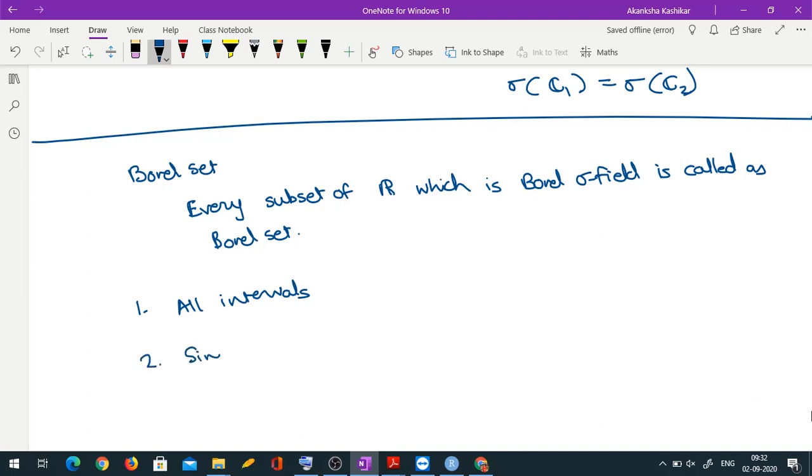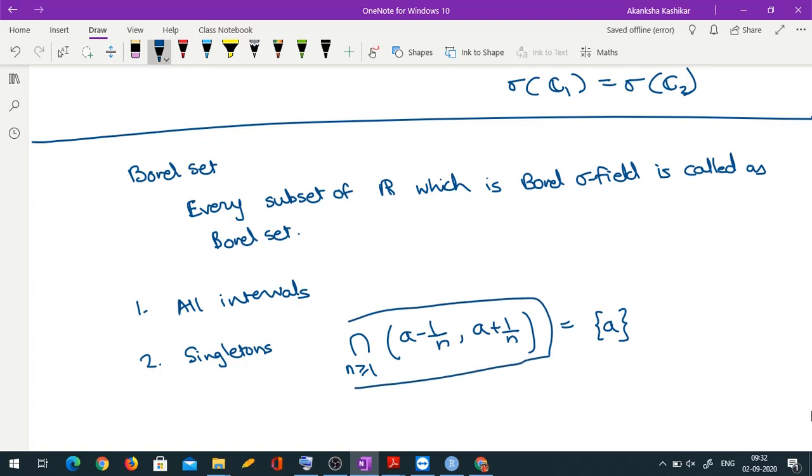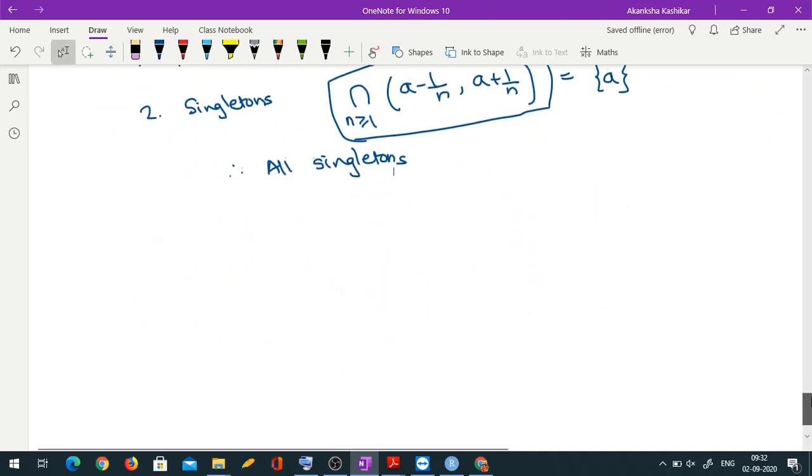What can I say about singletons? Earlier in the sequences of sets, we have seen that if I consider A minus 1 by n to A plus 1 by n, and if I consider the intersection, this gives me singleton A. So a singleton set can be expressed as a countable intersection of open intervals. Therefore, all singletons are Borel sets.